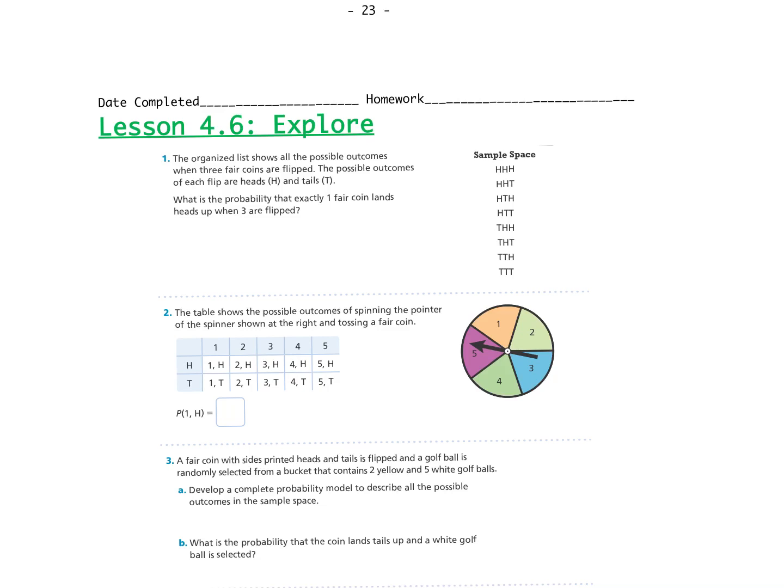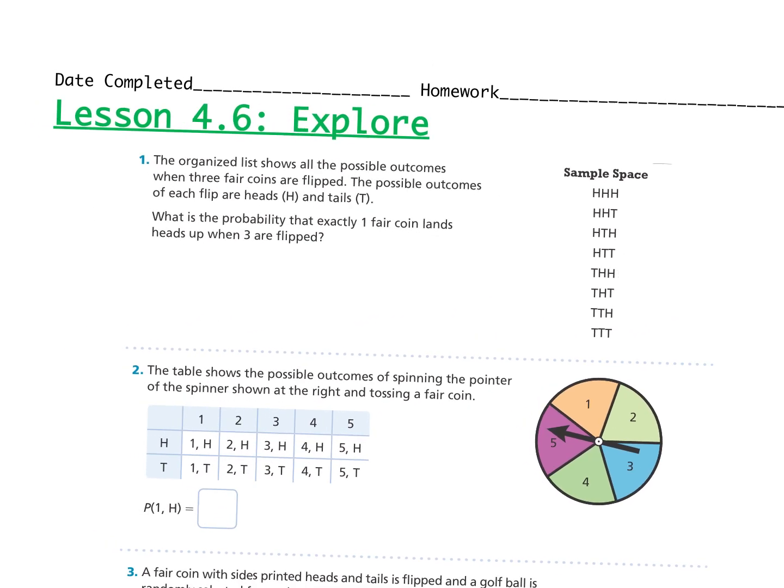All right, guys, I'm going to go over lesson 4.6 Explore so you know what you're doing if you're at home and didn't get to hear the directions or you just forgot what the directions were.